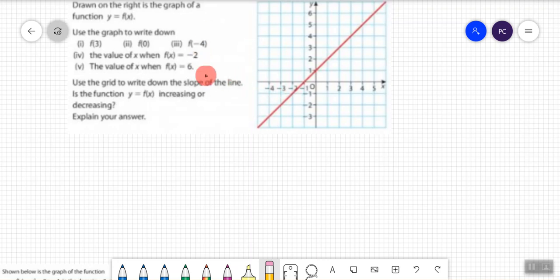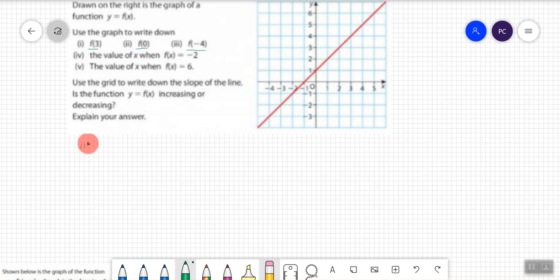Okay, so this second function here is a linear function or a linear graph, and we can see that by looking. We have this straight line. It tells us drawn on the right is a graph of a function y is equal to f(x), and what it's asking you to do is use the graph to write down: first of all, the value of, for example, f(3), f(0), and f(-4). So we'll just focus on each of those in turn.